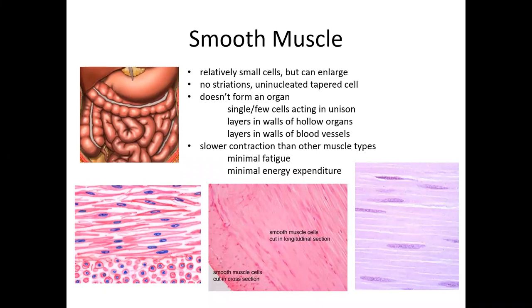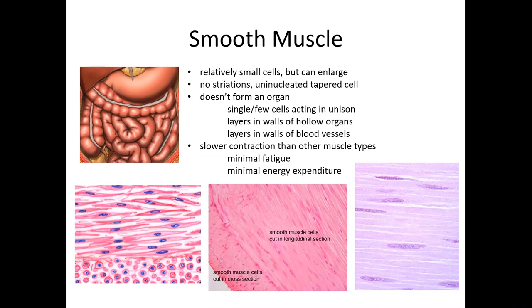Smooth muscle can be present just as a single or a few cells acting together in one little place, or much more commonly, they are found in layers, often perpendicular layers to each other. And the perpendicular layers are the types that you would find in walls of hollow organs, where, for instance, you would have an inner circular layer and an outer longitudinal layer.